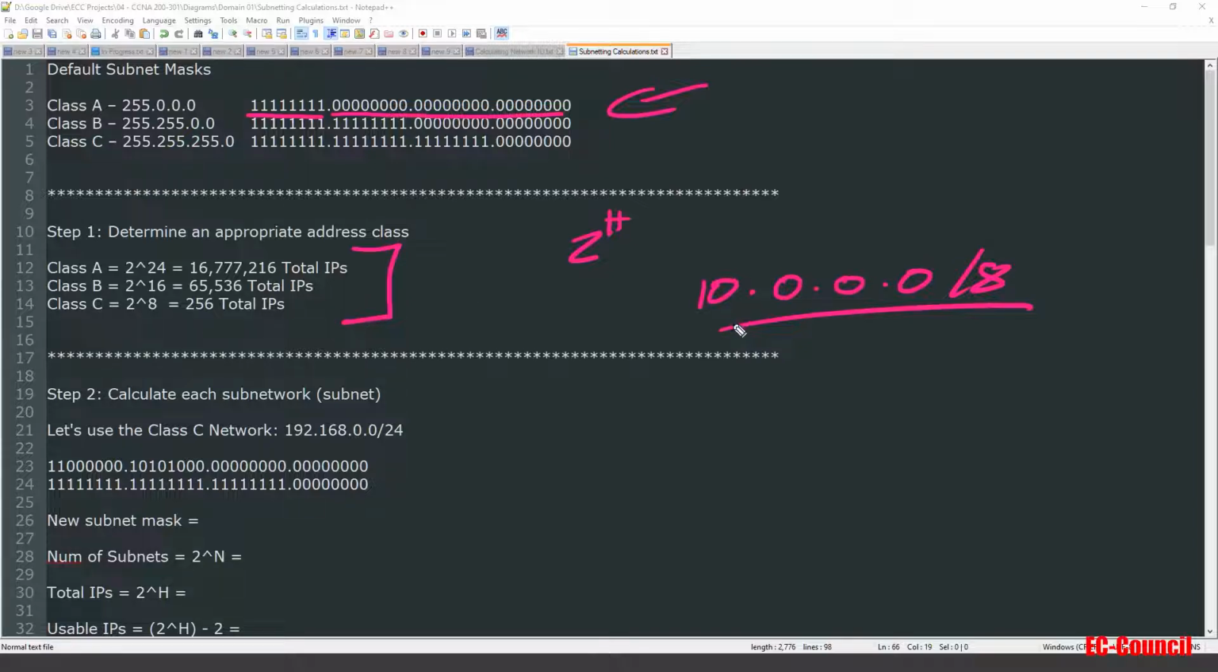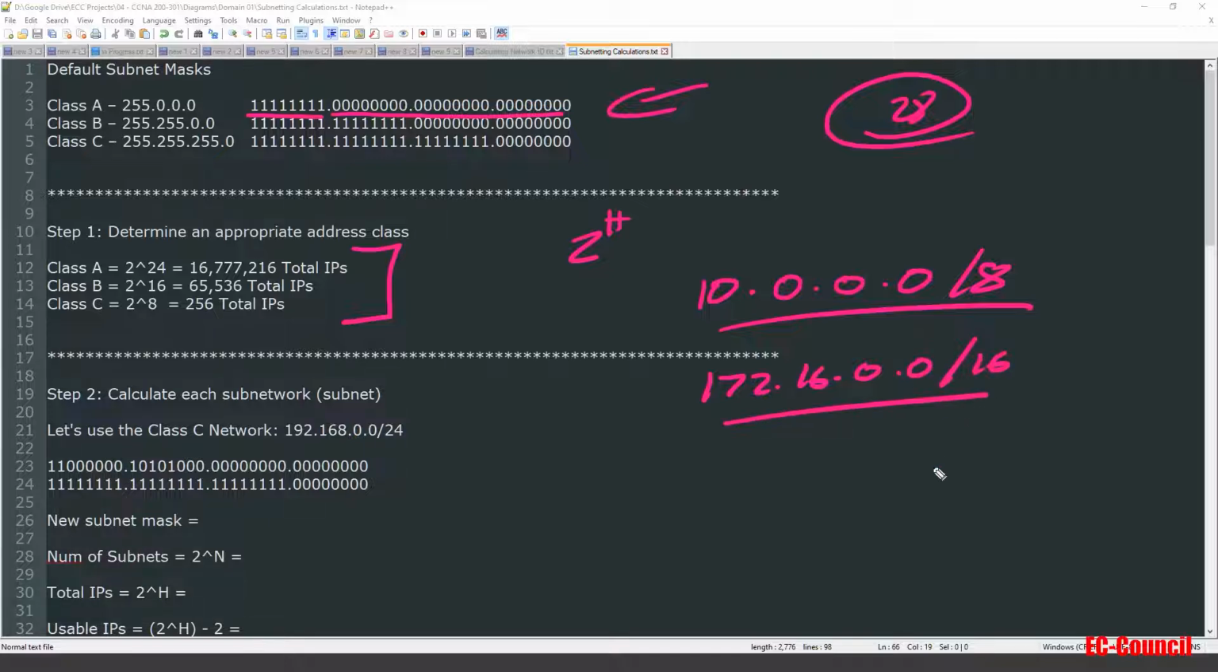Sorry, we'll still be wasting 16 million addresses, because we only need 28 for our largest network. If you recall from the diagram, our largest network requires 28 hosts. What if we choose a Class B? Let's say we choose 172.16.0.0/16. Substituting the number of zeros for a Class B subnet mask, we have 8 plus 8, which is equal to 16 host bits. 2 to the power 16, we'll get 65,536 total IPs. We'll still be wasting a lot of IPs.